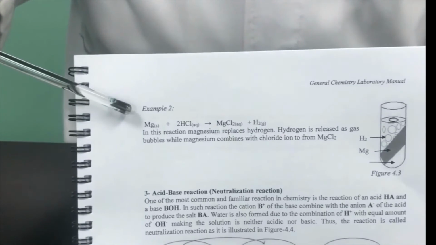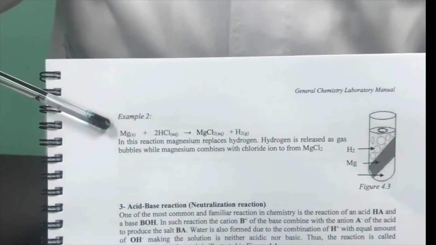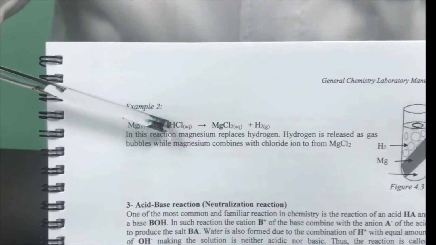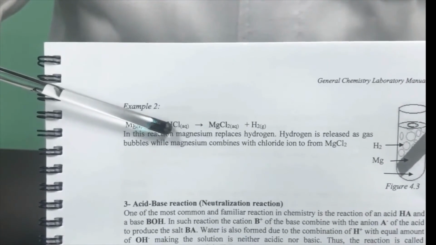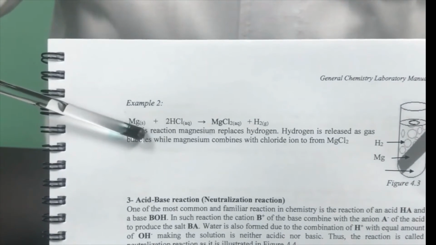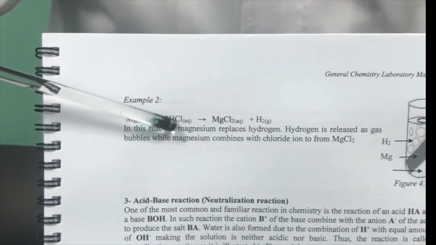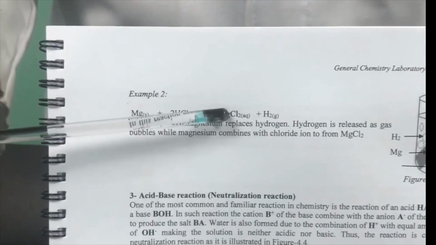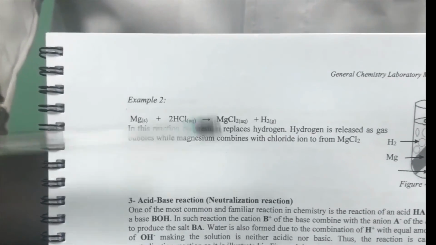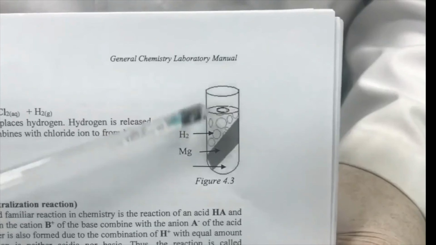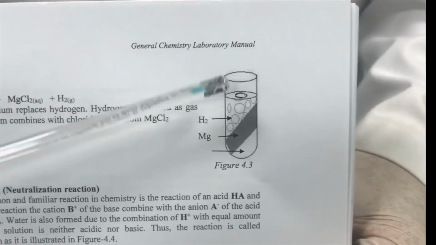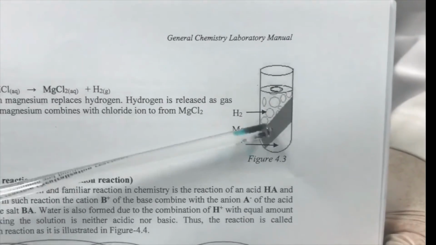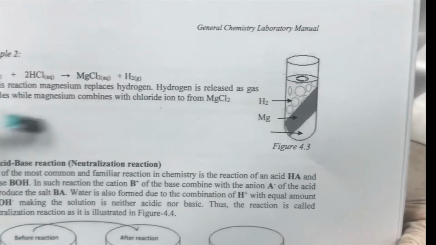The second replacement reaction is between magnesium and HCl, hydrochloric acid. So what is actually happening here: magnesium replaces the hydrogen, and the hydrogen comes out as a gas, and the MgCl2 becomes a solution here. If you look at this drawing, it shows the hydrogen coming out due to the reaction, due to the replacement by the magnesium ribbon here.